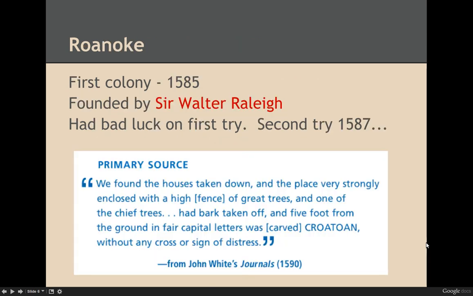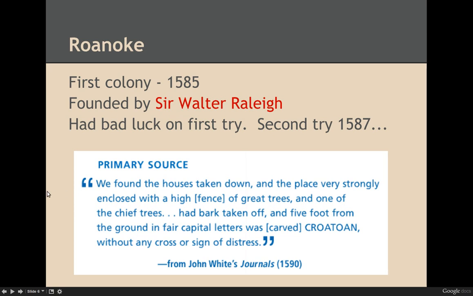So here's the first colony that we talked about, in 1585, founded by Sir Walter Raleigh, and he funded it independently. So he put in a lot of cash, and in 1585 he set something up, but weather was bad, they had to turn back, it didn't work. So they tried again in 1587, and when somebody went back to check on that one, John White, he'd gone back in 1590 to check on it, and this is what he wrote.